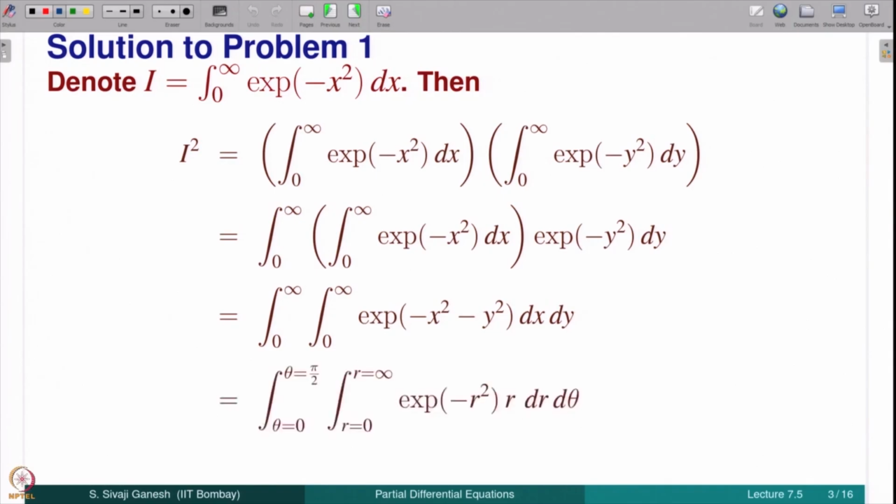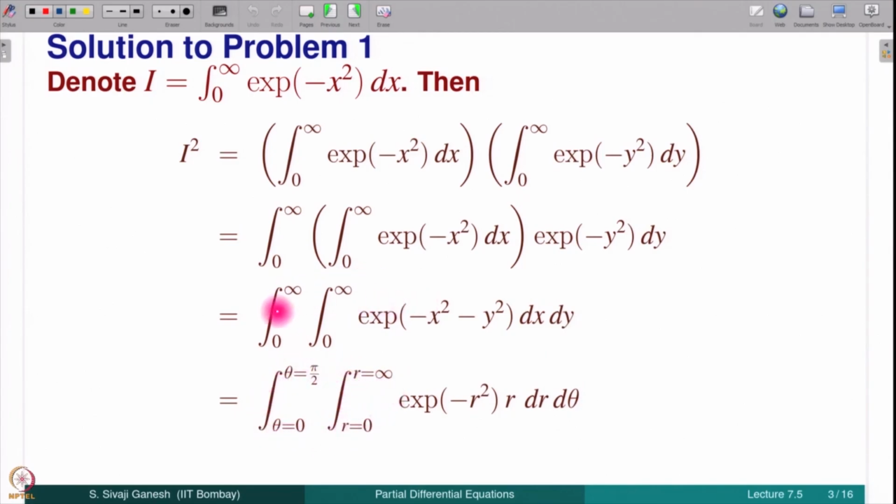and that is equal to, in polar coordinates, r equal to square root of x square plus y square. So therefore minus x square minus y square becomes minus r square, and the area element dx dy becomes r dr d theta. Now we have to find out the limits for the integration variables.